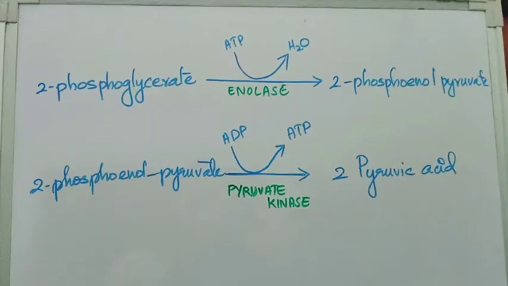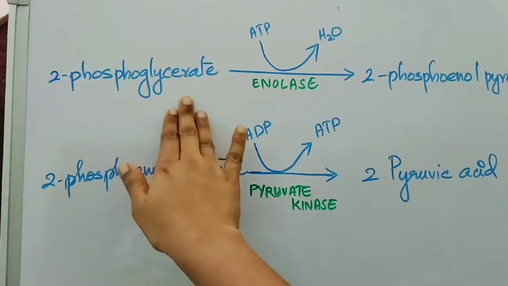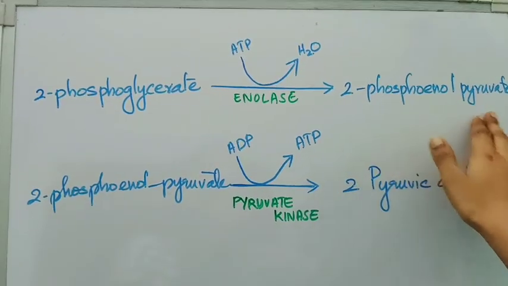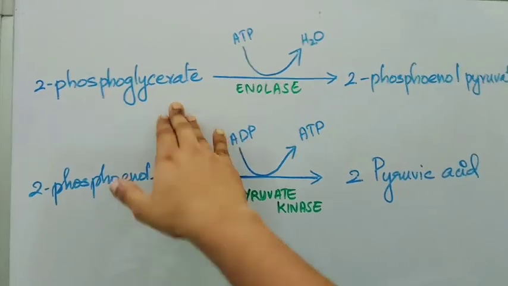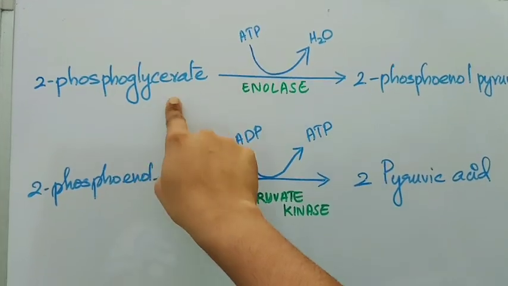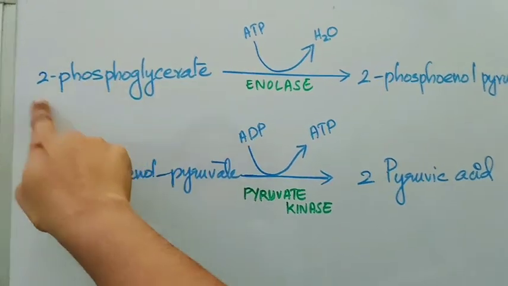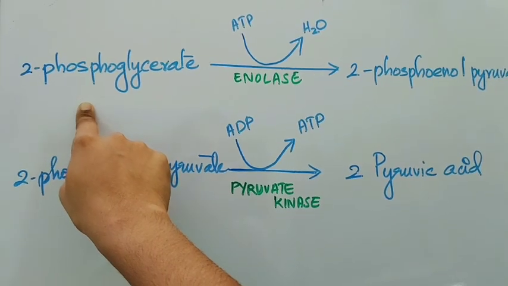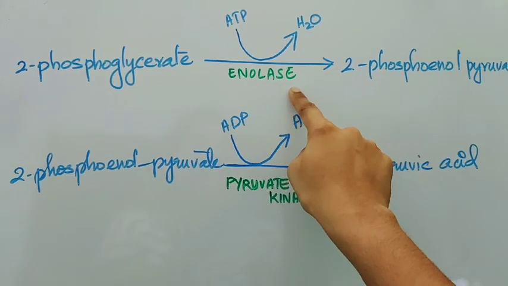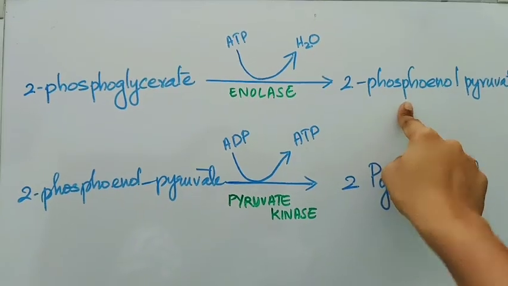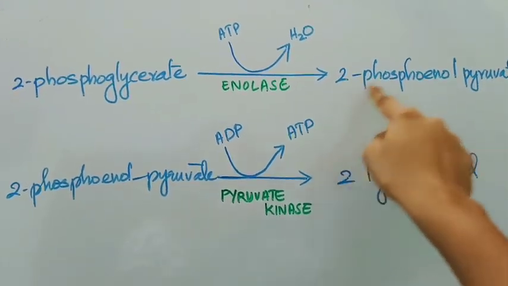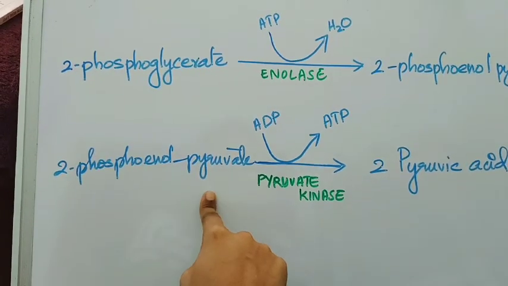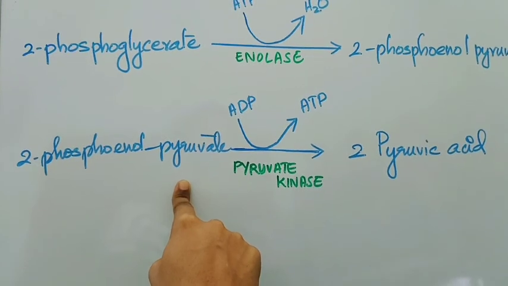2-phosphoglycerate is converted into 2-phosphoenol pyruvate. Here, by using energy, one water molecule is removed from 2-phosphoglycerate in the presence of the enzyme enolase to be converted into 2-phosphoenol pyruvate, 2-PEP, phosphoenol pyruvate.